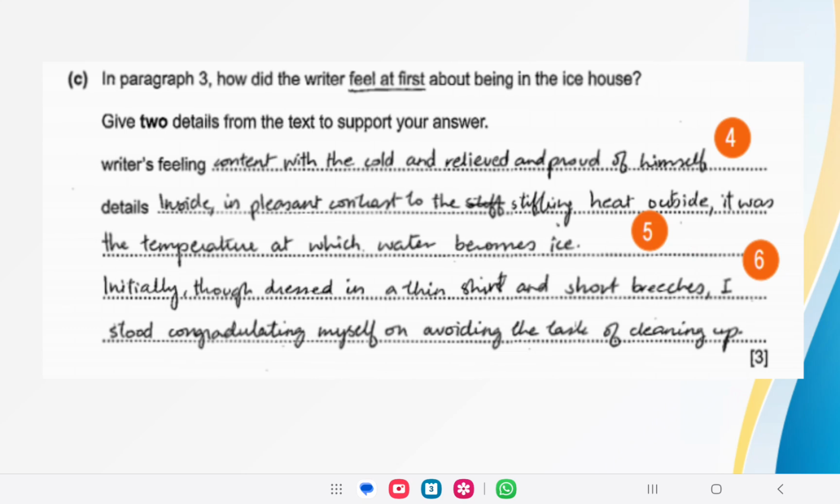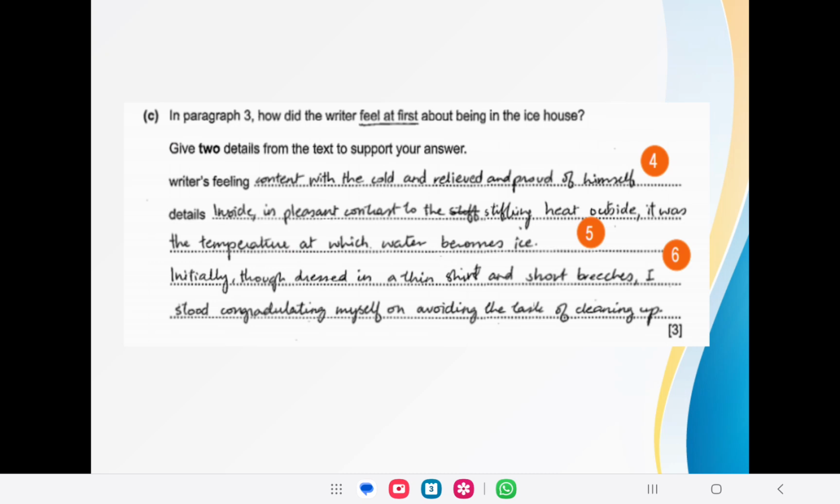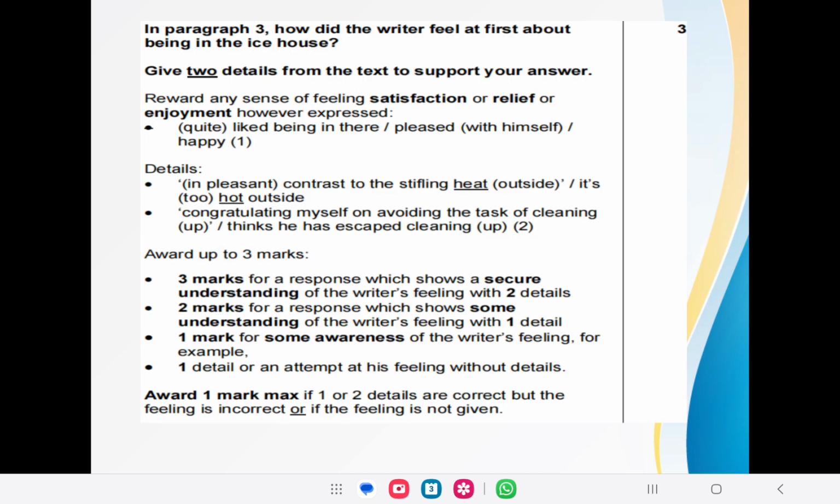Then the second detail: "Initially, though dressed in a thin shirt and short breeches, I stood congratulating myself on avoiding the task of cleaning up." So he has written two answers. He has written quite long sentences for details, but he will get his marks. If you want to understand these things better, you can take a screenshot, or you can just pause the video and read it yourself again. Now this is from the mark scheme. In paragraph 3, how did the writer feel at first about being in the ice house?